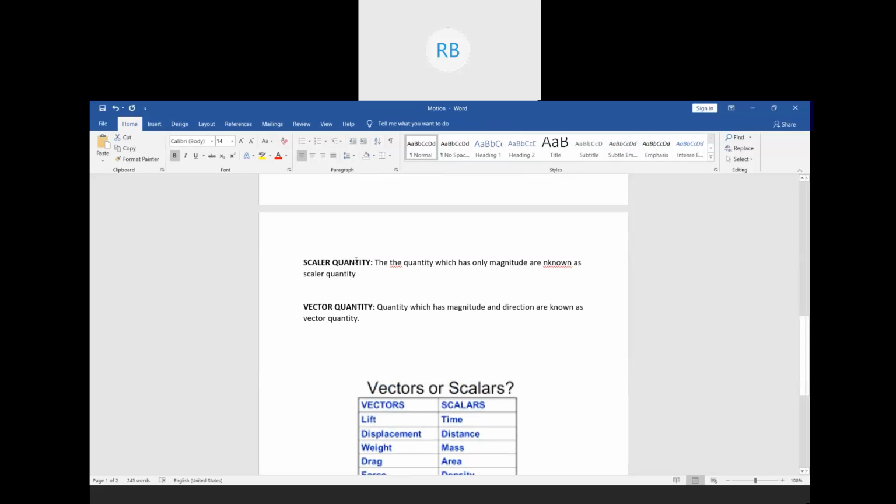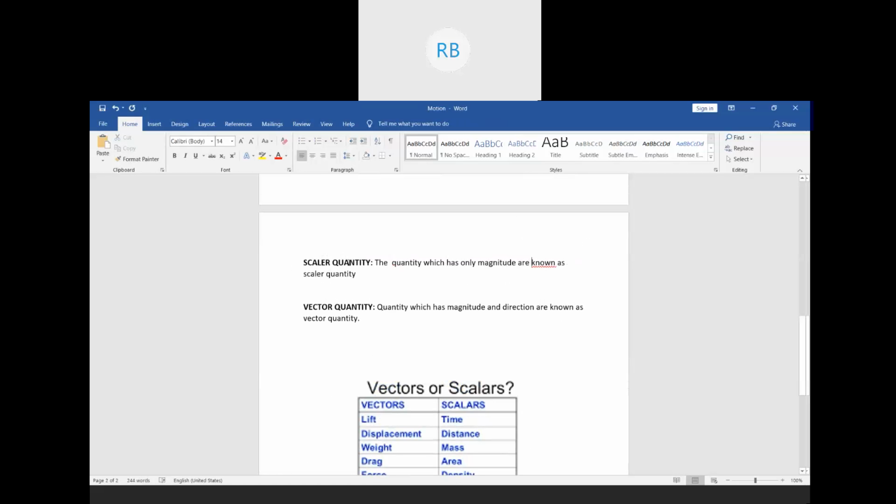Scalar quantity. Moving to the next topic, okay? Scalar quantity. The quantity which has only magnitude is known as scalar quantity. That means there are two types of quantity, one is vector, one is scalar.